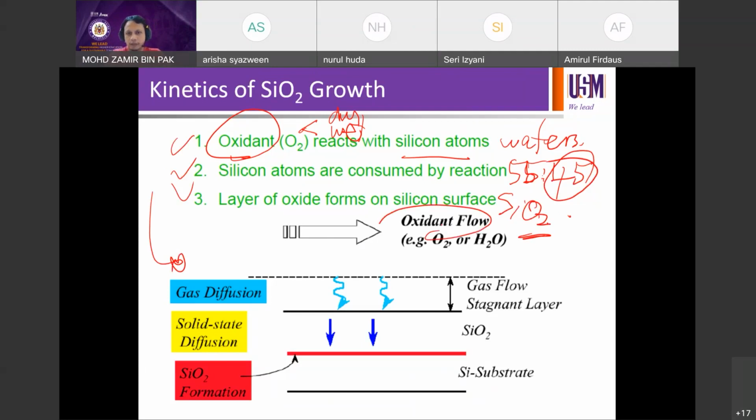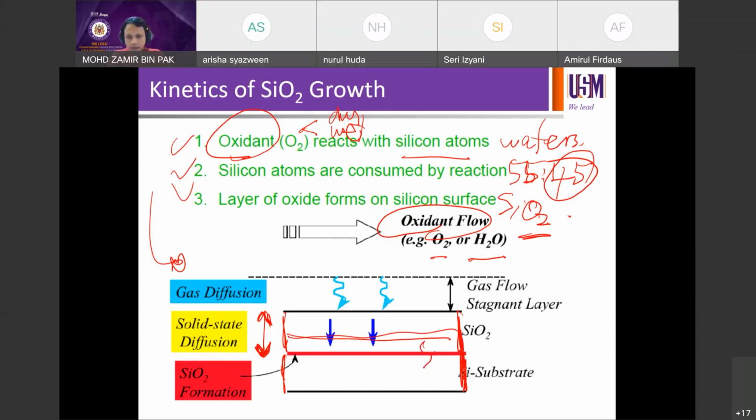So you have your oxidant flowing, can either be dry ox or wet ox, okay? Dry ox or wet ox. And then you're going to have gas diffusion, water vapor diffusion, or dry oxygen diffusion on the surface of the silicon. So this is the silicon substrate. So this is the oxide that you want to form eventually, which will be made of silicon partly. Remember the rules now?